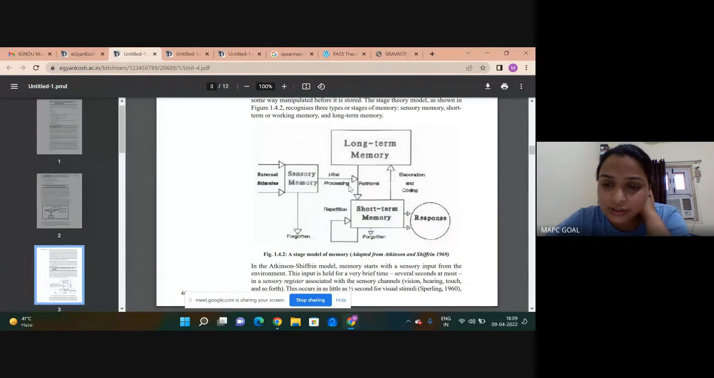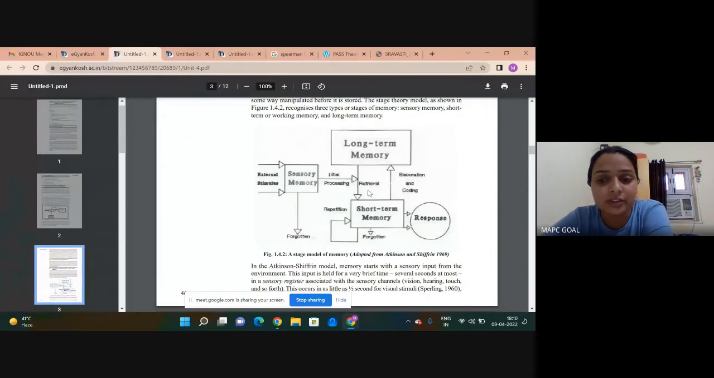So in order to send it to long-term memory, you have to repeat, you have to rehearse, and you have to elaborate also. We have talked about elaborative rehearsal and maintenance rehearsal. Then only you'll be able to send it to long-term memory. If you feel that this information is not important for me, then you'll forget it. So this is what the model says. And from short-term memory, you give a response. If you feel that if I need to remember this information, you'll remember it and have a certain kind of response, and then send it to long-term memory with elaborative rehearsal and maintenance rehearsal.